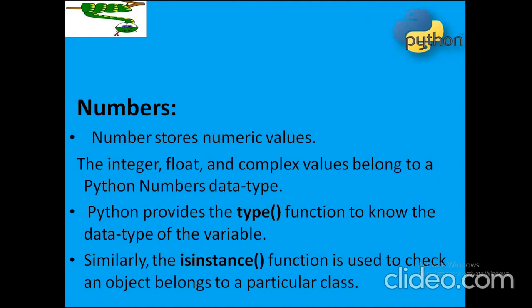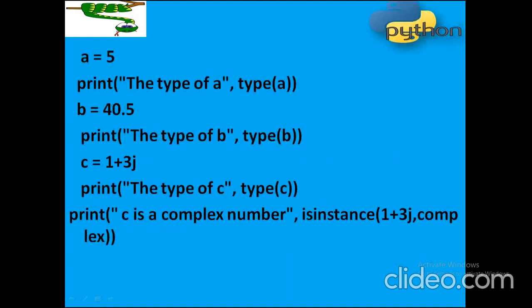So let us see one by one. The numbers are one of the data types. A number can store a numeric value. Here again the subclasses are integer, float and complex values, which belong to the Python number data types. And Python provides the type function to know the data type of a variable. Similarly, another function, the isinstance function, is used to check whether an object belongs to a particular class.